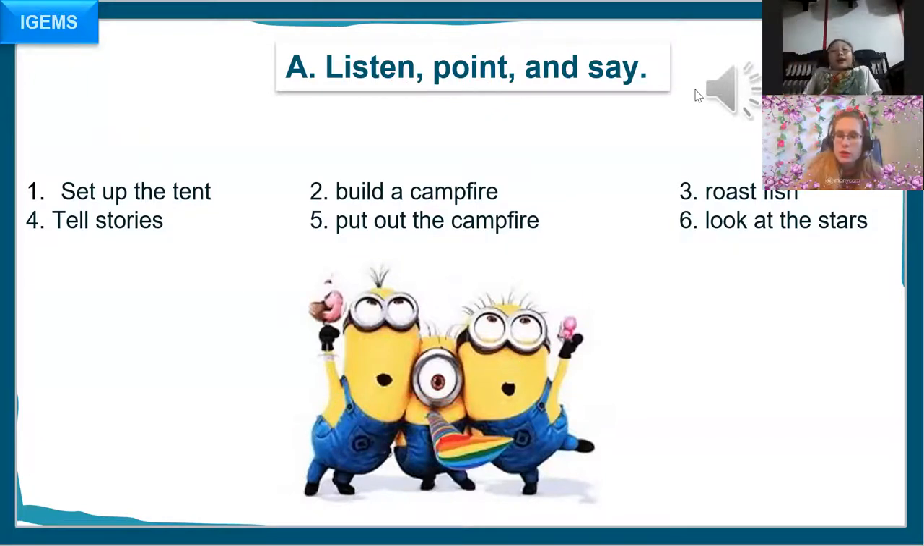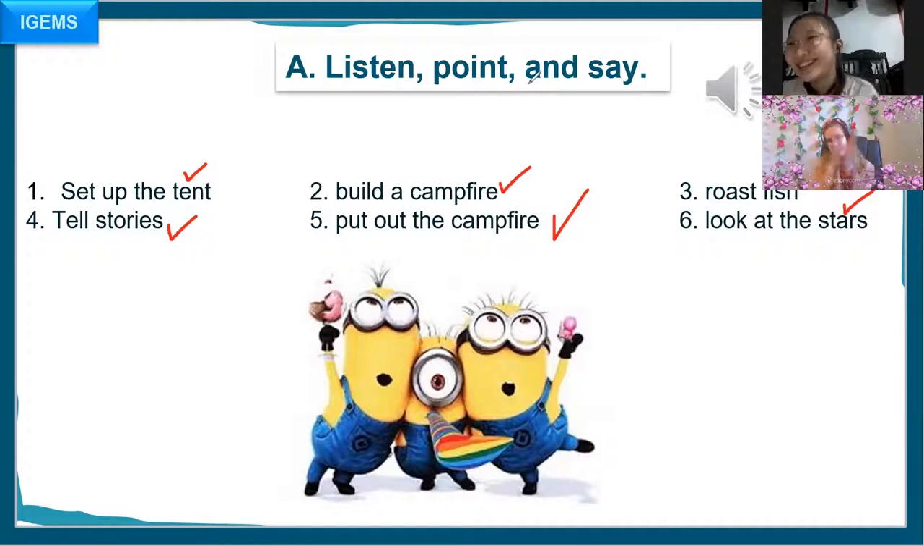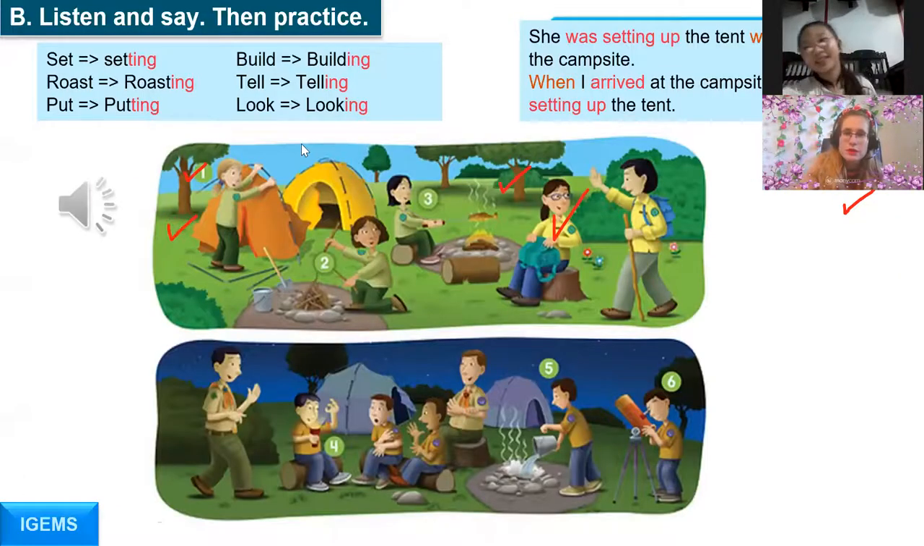Okay, so the following words that we learned, let's go over them. Number one. Set up the tent. Good. Number two. Build a campfire. Good. Number three. Roast fish. Good job. Number four. Tell stories. Excellent. Number five. Put out a campfire. Good work. Number six. Look at the stars. Look at the star or stars? Stars. Good job. Okay, many, many stars up there. Excellent. Okay, you have a very good memory. Wow. Page 14.